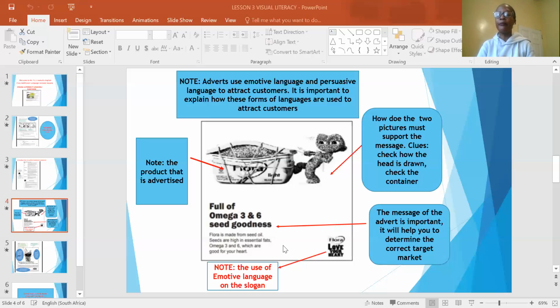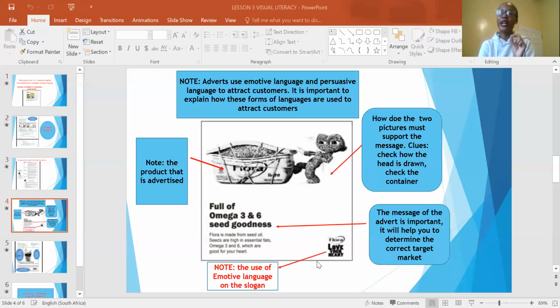Persuasive language will merely convince you to buy the product by using a form of exaggeration. And emotive language, coming from the word emo, deduced from the word emotional, means any language that is connected to your emotions. Okay. Now, when I look at this advert, they talk about love your heart. The phrase love your heart goes hand in glove with emotive. That is emotive language, because your heart is connected to your emotions.